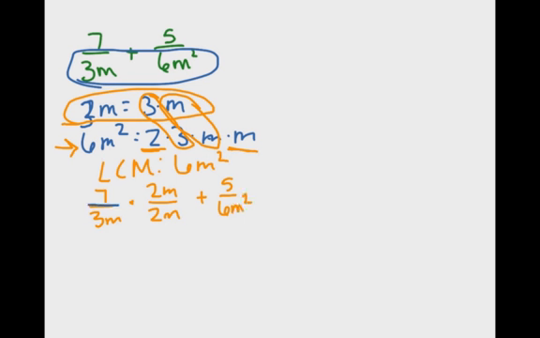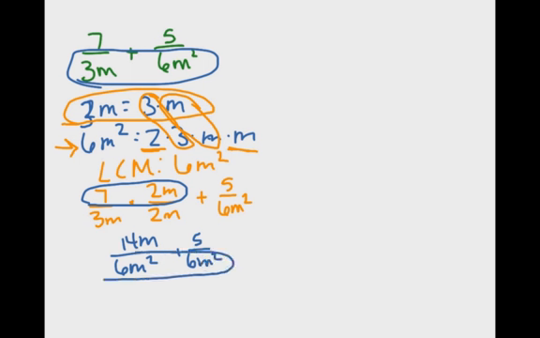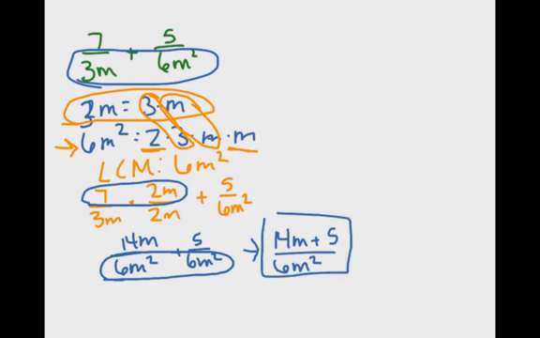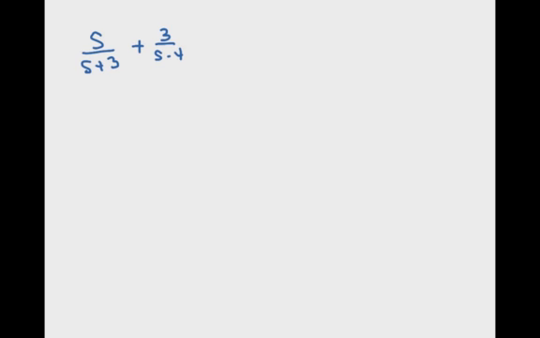Now when multiplying, we multiply straight across. So we get 14m over 6m squared plus 5 over 6m squared. Our denominators are now the same, so we add straight across. So 14m plus 5 over 6m squared. And we cannot simplify it at all, so there would be our answer. Alright, let's do one last example.